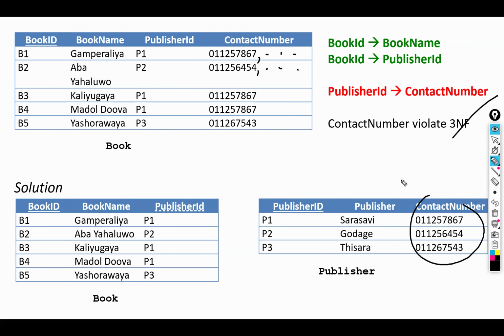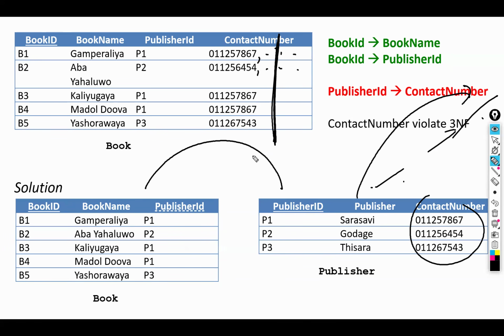Okay. So create a one to many with publisher and contact numbers. So then book has a connection with publisher. Publisher has a connection with new table called publisher contact numbers. Here we assume that only one contact number is there.